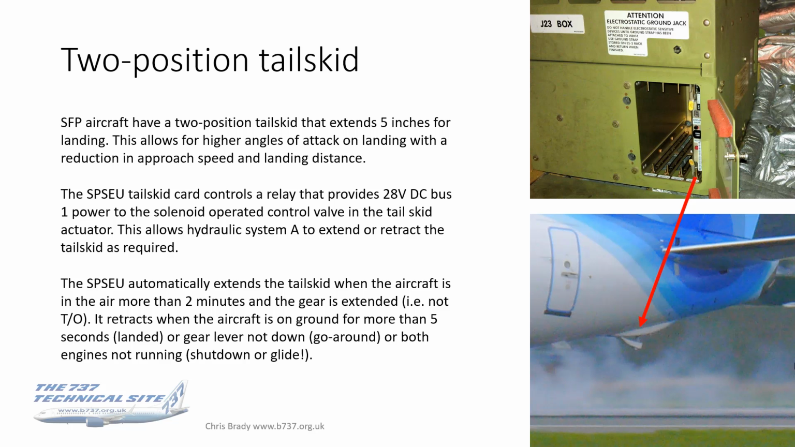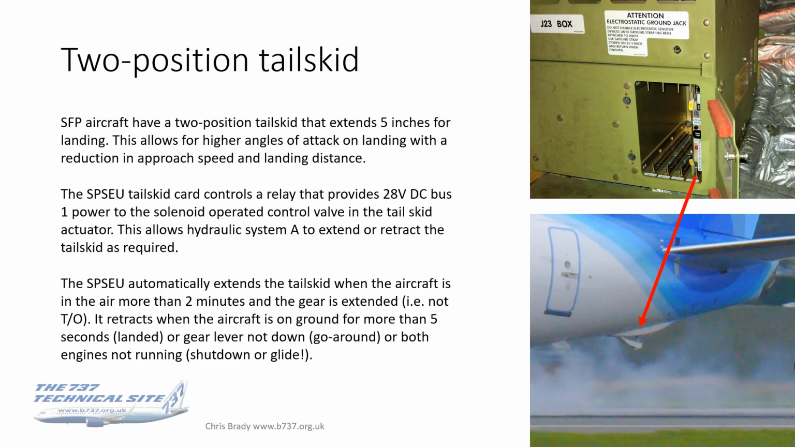Two-position tailskid. So the SFPs have got these, and the 900s, all the long body aircraft have got these. This will extend 5 inches for landing, and it gives higher angles of attack on landing with a corresponding reduction in approach speed and landing distance. So that's what this is all about.